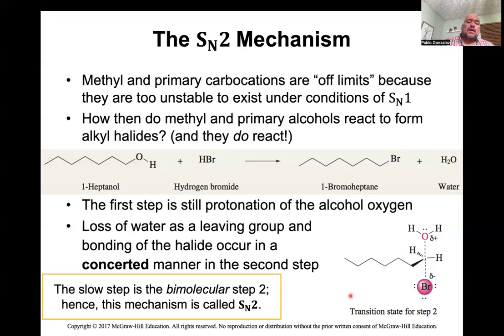The slow step is the bimolecular step two. Hence, this mechanism is called bimolecular nucleophilic substitution, because it takes into account two molecules, this one and this one. So that's what is known as a bimolecular type of mechanism. Bimolecular nucleophilic substitution, SN2 mechanism.